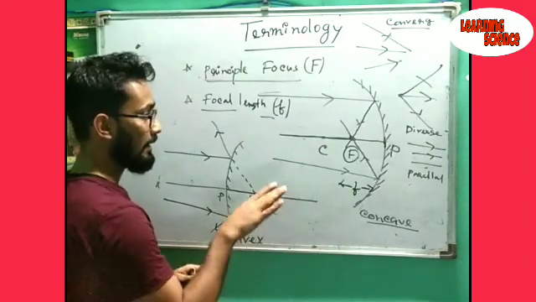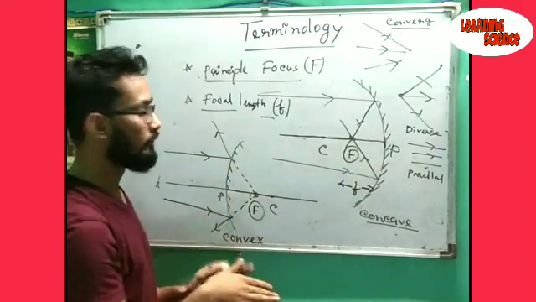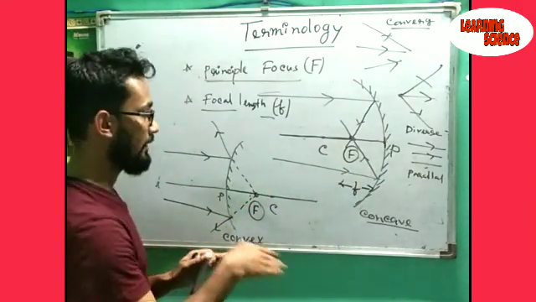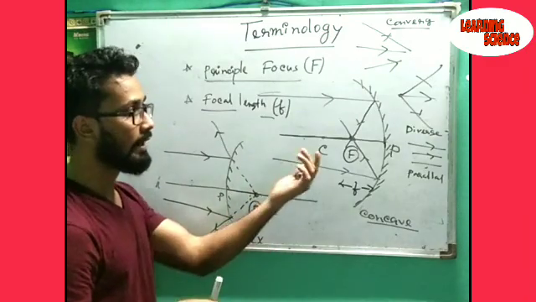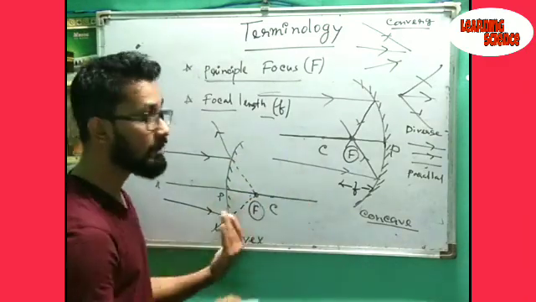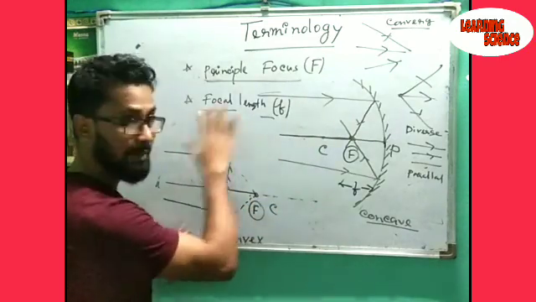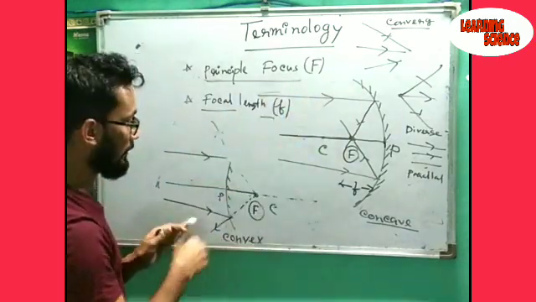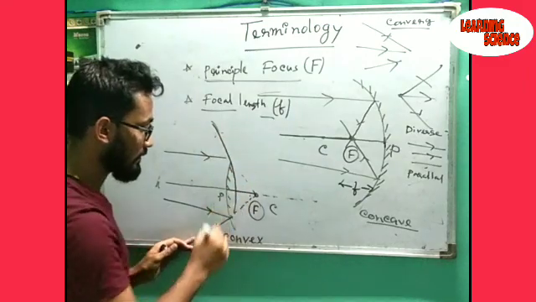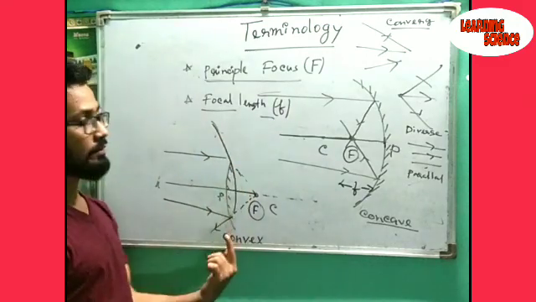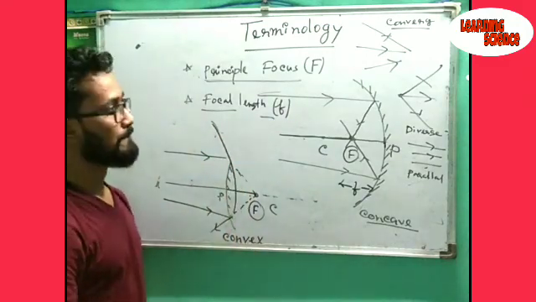Clear? For a concave mirror the focus is in front of the mirror. For a convex mirror it is behind the mirror. For sign convention this is very important, where the focus is lying, in front of the mirror or behind the mirror. Sign convention we will discuss later. Hope it's clear. If you draw the diagram, then draw it once. Take a screenshot or draw the diagram.